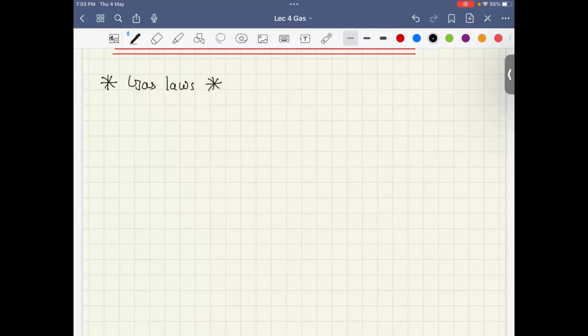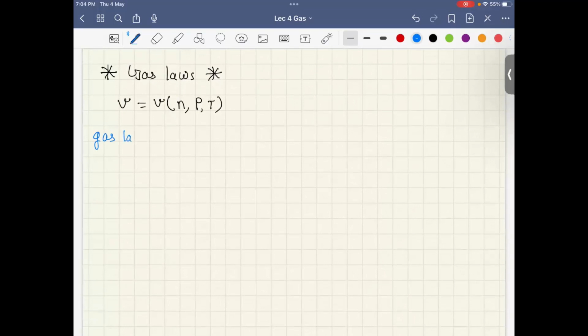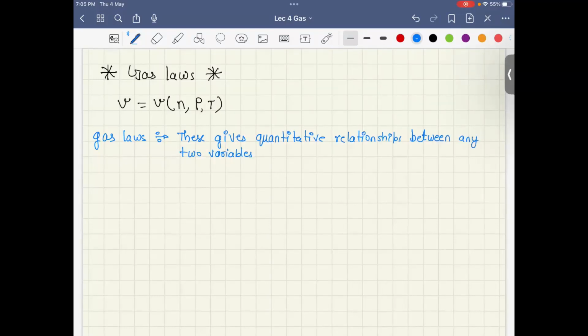We know that the volume of the gas depends upon the amount of gas, the pressure and temperature. That is, volume of the gas is a function of the amount of gas, which is the number of moles, the pressure, and the temperature. From the study of the behavior of gases, certain generalizations were made. These generalizations are called gas laws, and these gas laws give a quantitative relationship between any two variables when the other two variables are kept constant. Right? So what are gas laws? These are laws that give a quantitative relationship between any two variables when the other two are kept constant.